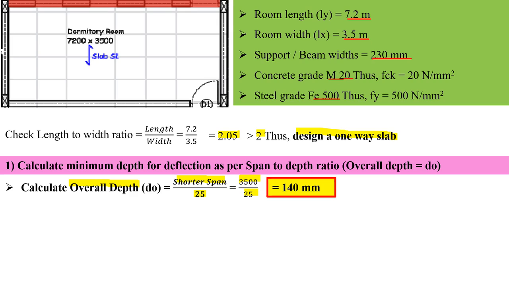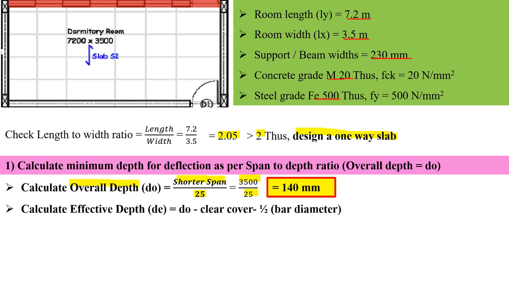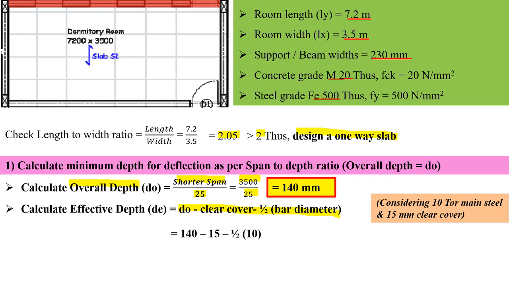Next step is calculation of effective depth. The formula is D0 minus clear cover minus half of the dia of the bar. So D0, which we have already calculated, is 140 mm. Clear cover, in this case I'm going to take as 15 mm for slab, and dia of the bar I'm going to consider as 10 mm. Putting the values into the formula, I'm going to get 120 mm.